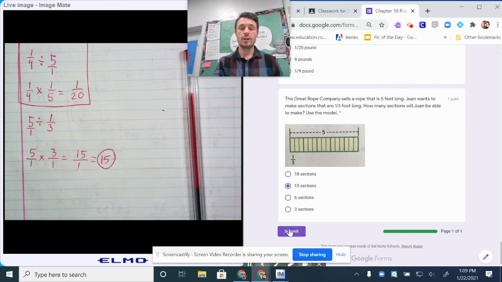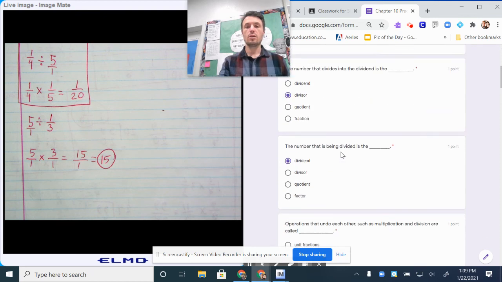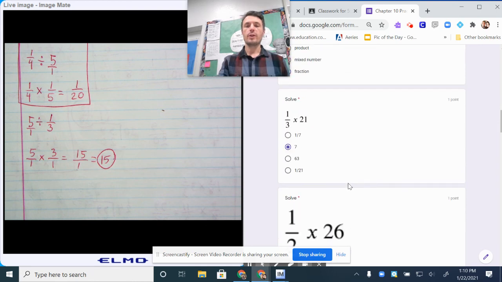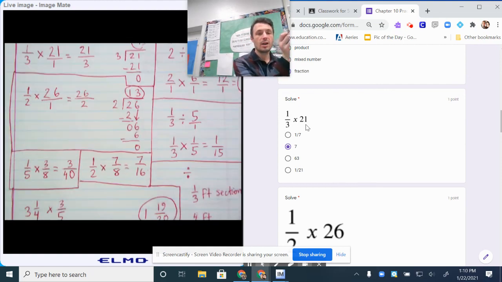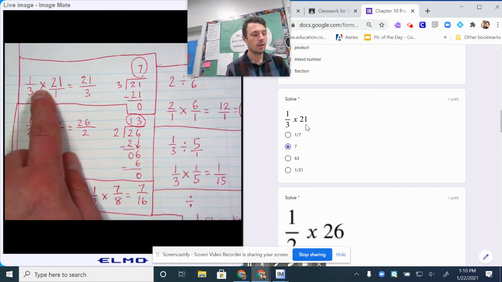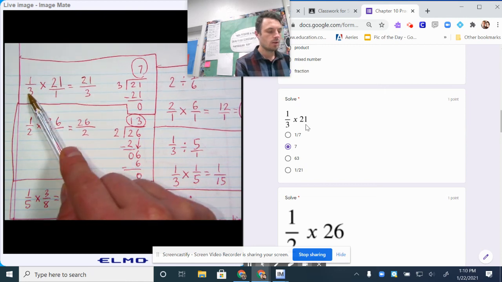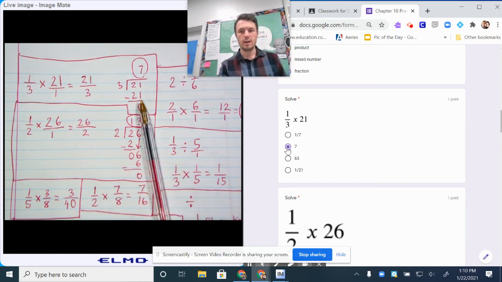And that's it. Once you're done, remember, you don't press submit when you're done on the test tomorrow. Instead, you're going to go back to the beginning and check your work. Now, you would just reread all of the vocab questions. Make sure you chose the right answer. But then once you get to the ones you actually have to solve, like 1/3 times 21, look at how easy it is for me to find that. It's boxed off, and it's the first one I did, so I can see if I did it correctly. 1 times 21 is 21. 3 times 1 is 3. 21 divided by 3 is 7. Okay, that looks right, and I chose 7.